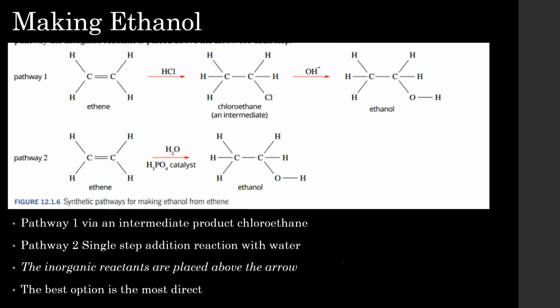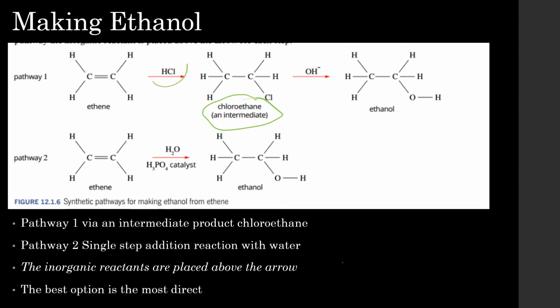So we want to just consider, how do we make the ethanol first of all when we are going to start to form ethyl propanoate? So we've got two different pathways that we can have a look at. So the first pathway is just mixing what? Ethene with hydrochloric acid to form chloroethane. So that's our intermediate product. And then you can just add hydroxide to that chloroethane, and that will form ethanol. So that's a two-step process, and the intermediate is chloroethane.